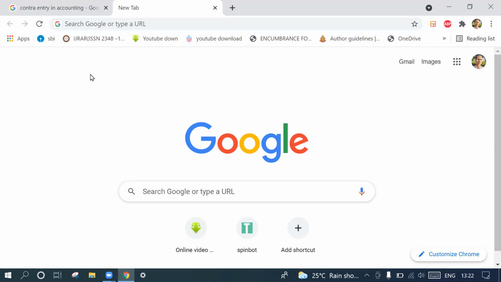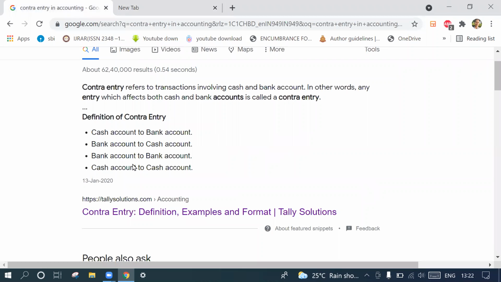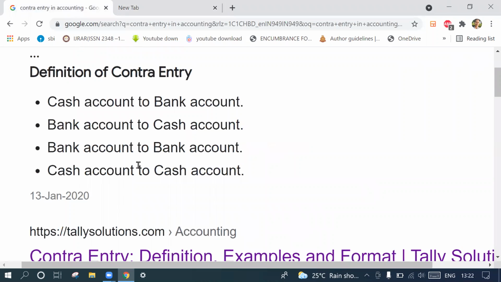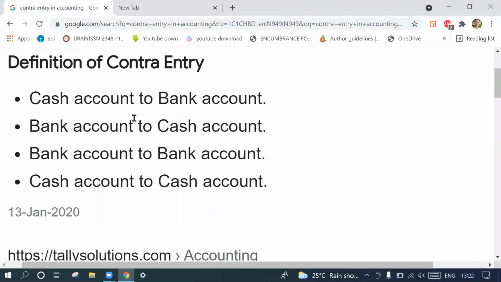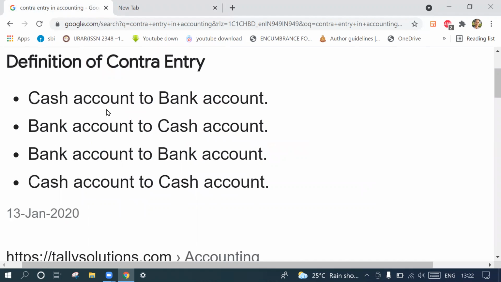So in the general sense of accounting, we use the contra entry in these 4 situations. Cash account to bank account. Bank account to cash account. So this is vice versa to the first one.